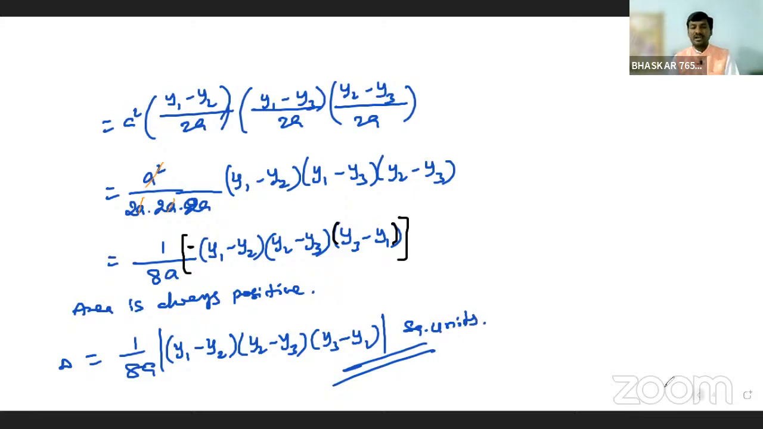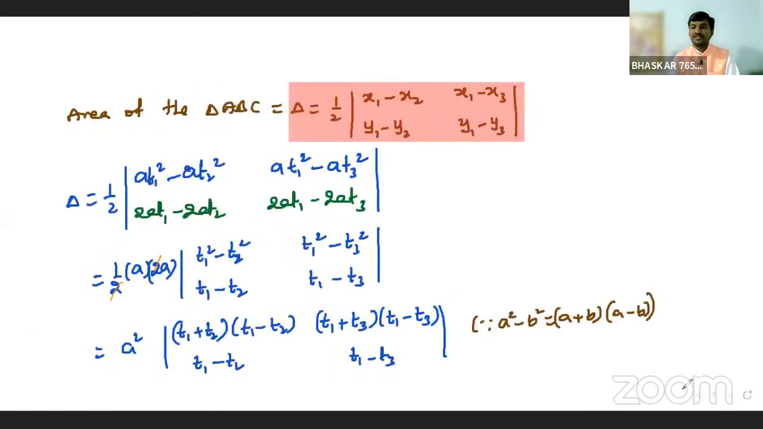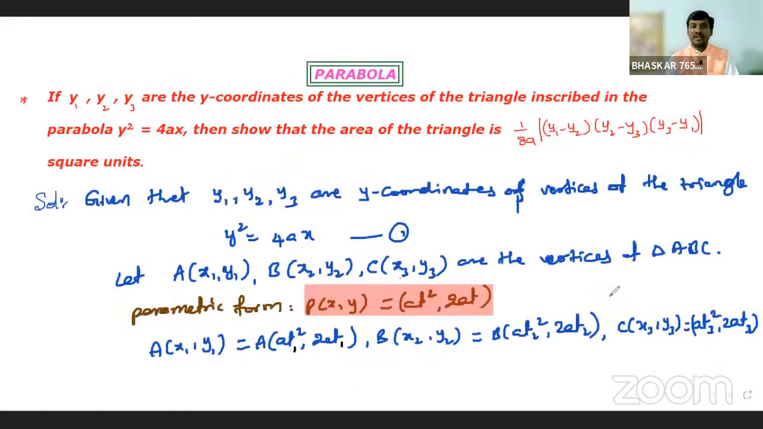Once check the answer, what we want. Just check it once. Here, the area of the triangle we have to prove is 1 by 8a into (y1 minus y2) into (y2 minus y3) into (y3 minus y1) square units.